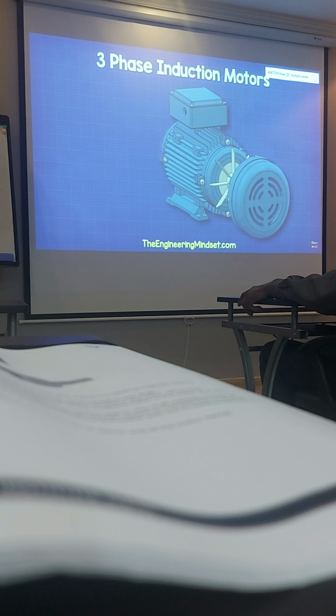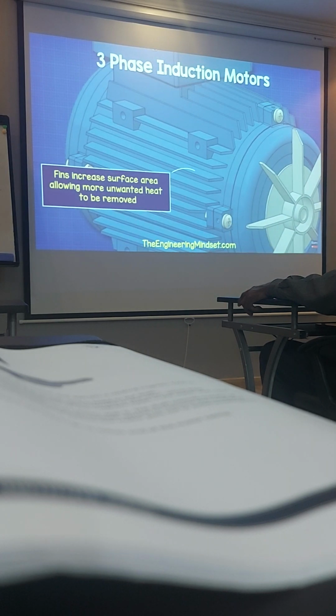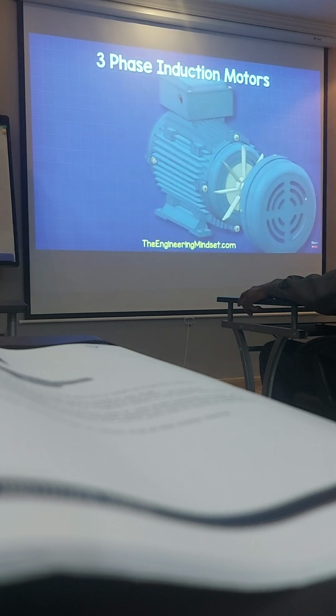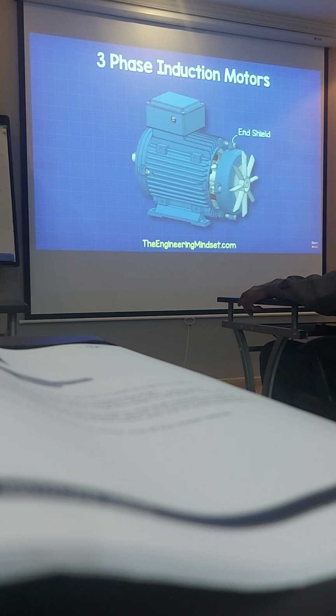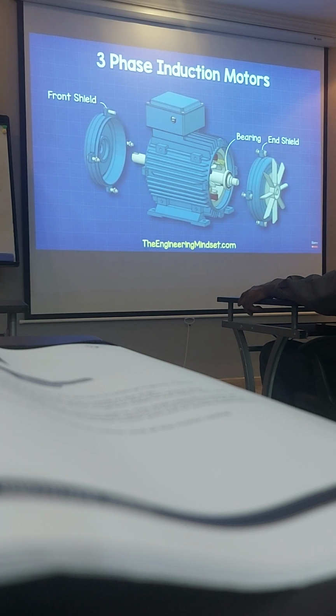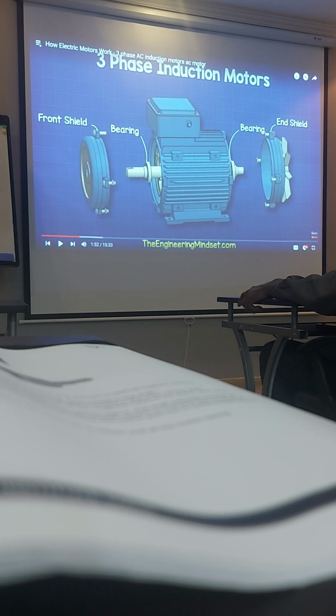The fins on the side of the enclosure increase the surface area, and that lets us remove more unwanted heat. The shaft is supported by bearings, which sit inside the front as well as the rear shields. The bearings help the shaft rotate smoothly. Another very important part is the bearing. What is the use of the bearing? This bearing will avoid the friction between the shaft and the motor casing, the rotor and other parts.